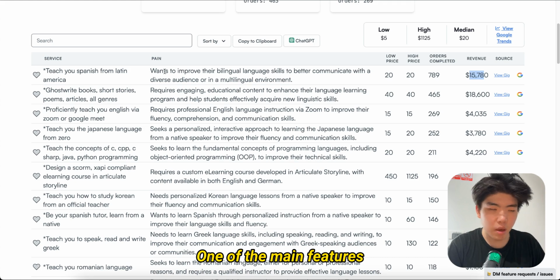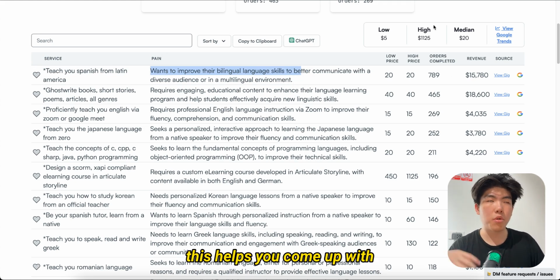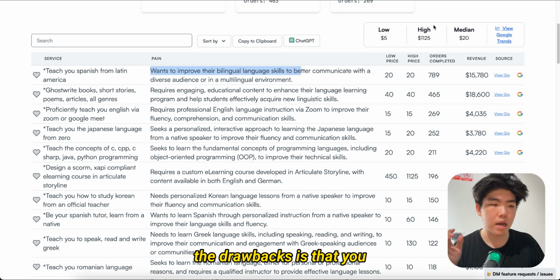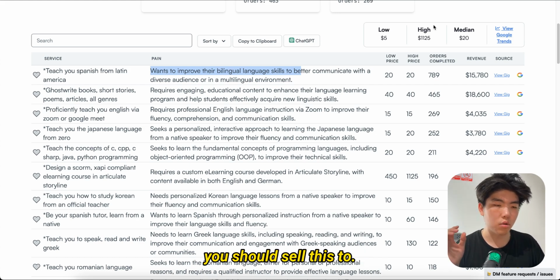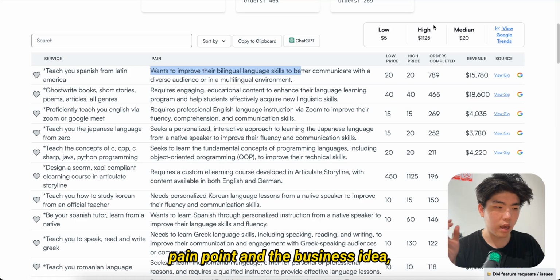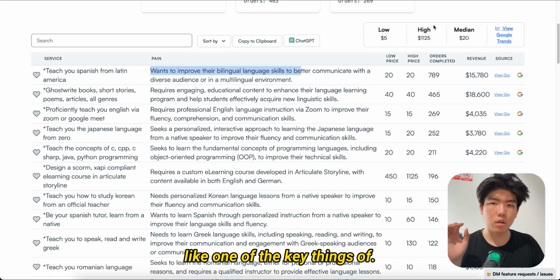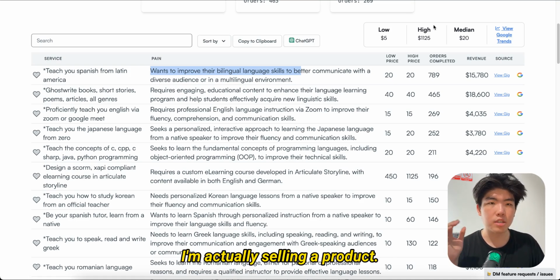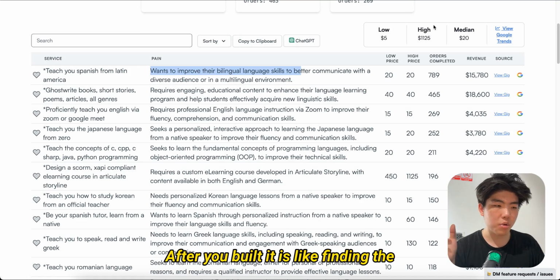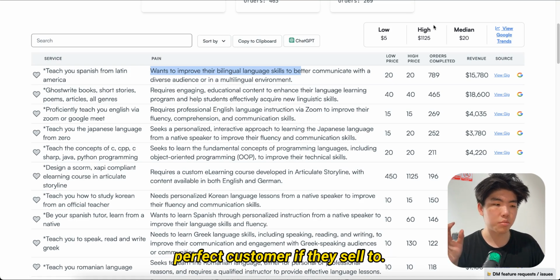One of the main features is you can see all of the services and all the pain points and the revenue. This helps you come up with business ideas, but one of the drawbacks is that you still have to think of who you should sell this to. Even though it tells you the pain point and the business idea, one of the key things of actually selling a product after you built it is finding the perfect customer to sell to.